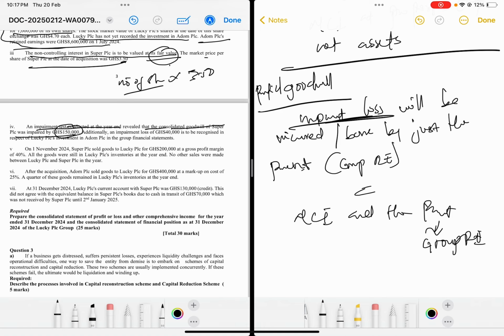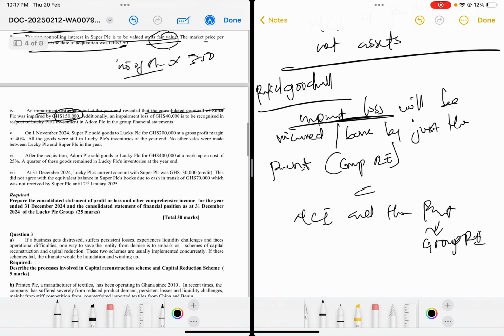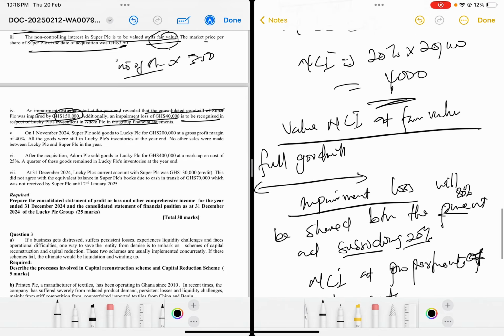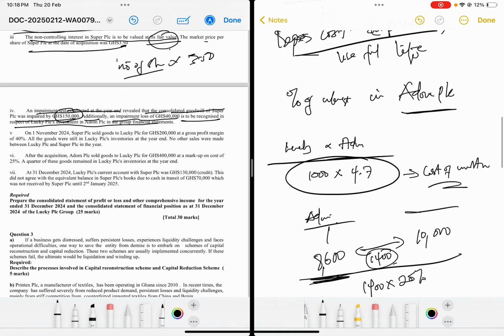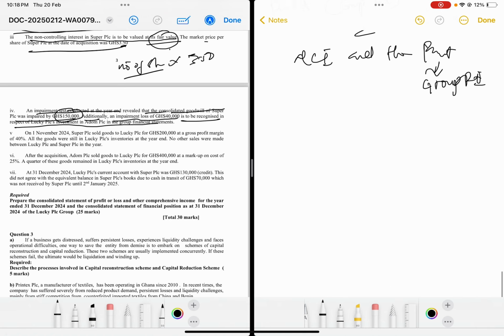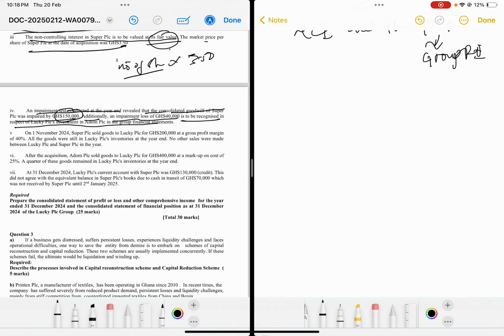Now, it also tells you that additionally, an impairment loss of 40,000 is to be recognized in respect of Lucky's PLC investment. Because of the second investment that was made in Adam PLC, if we realize that the investment is also a subsidiary, then we subtract this impairment loss. If it's an associate investment, we also subtract the impairment loss under investment in associates.